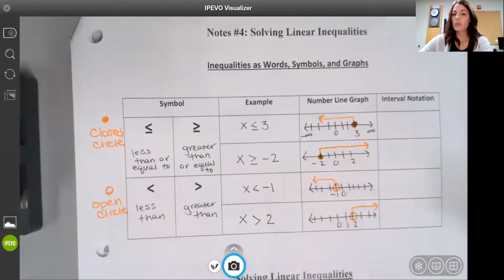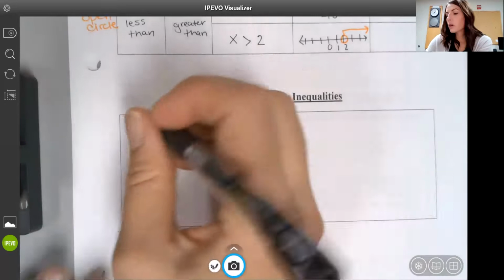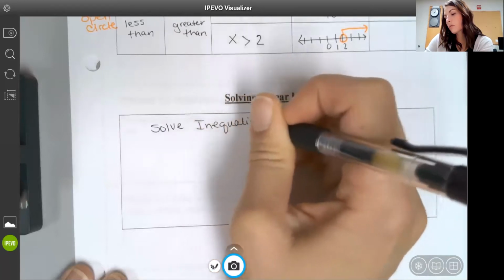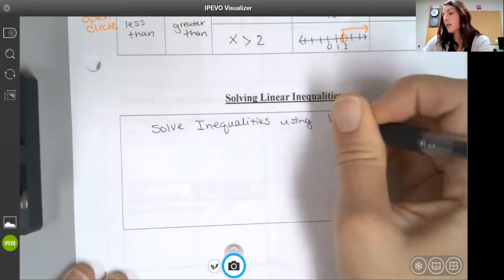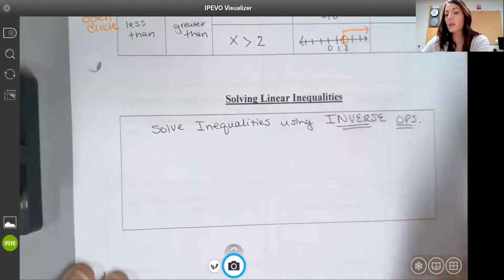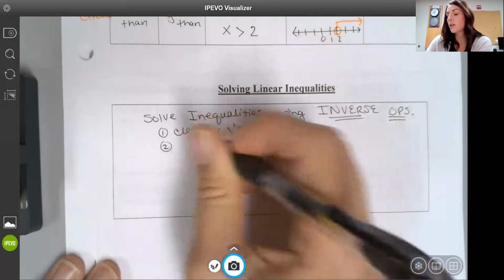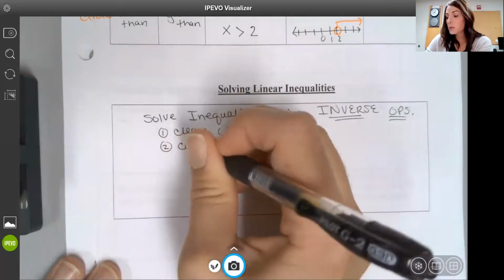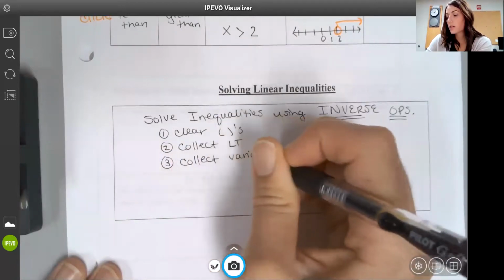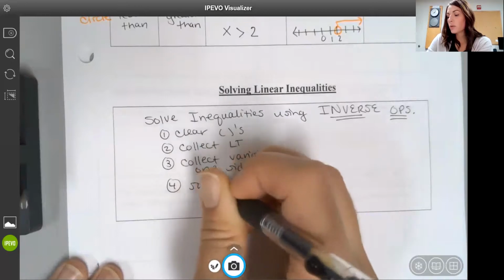Now, before we do this interval notation stuff, I want to go down and fill in some information about our inequalities. First of all, we solve inequalities using inverse operations, just like we solve equations. So first, we'll clear any parentheses, just like always. Then we will collect any like terms. Then we'll collect our variable to one side. And then from there, we will solve.